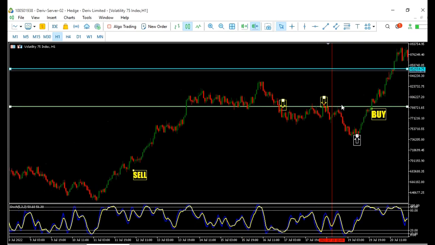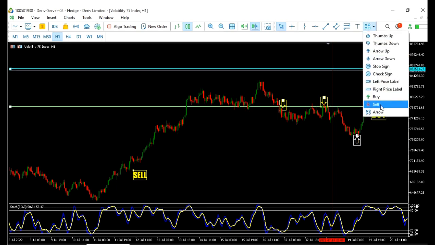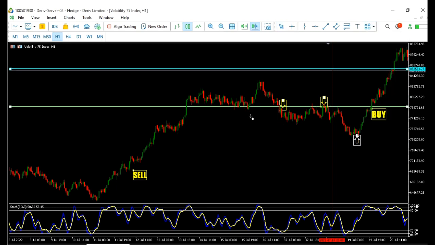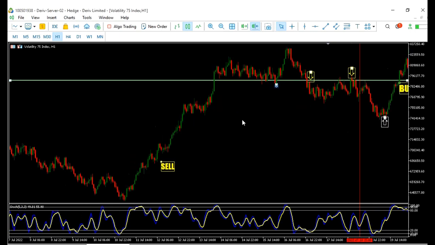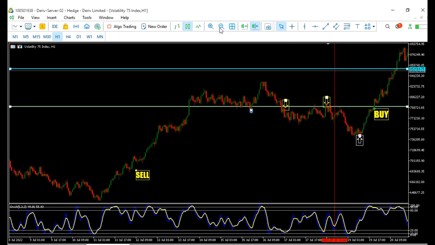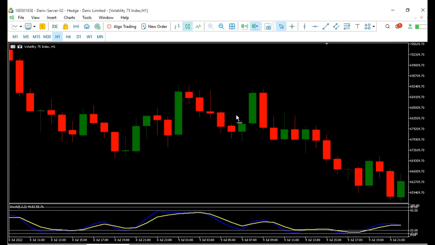I drop this horizontal line. This place is the resistance zone, and here, this place is the support zone. Now, when I drop this horizontal line, the market consolidated at this very place. Get it now? Let me zoom in so that you can see it clearly.